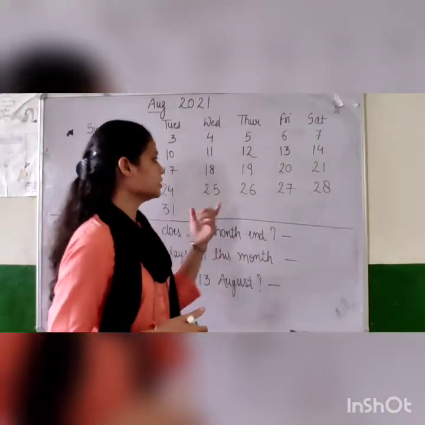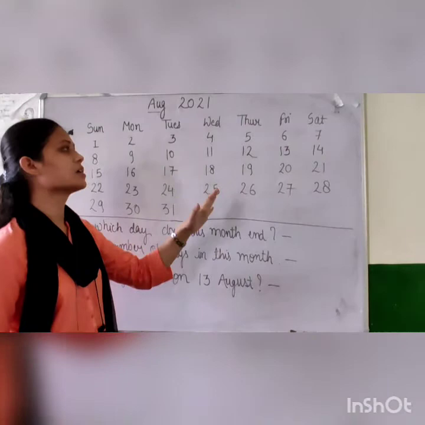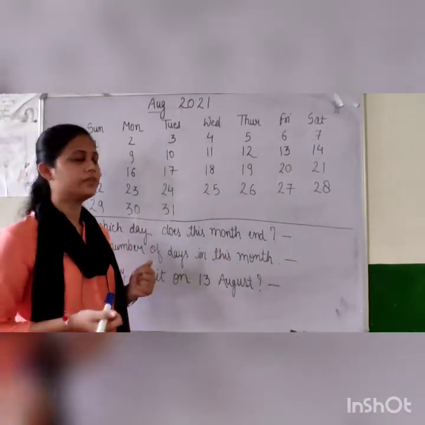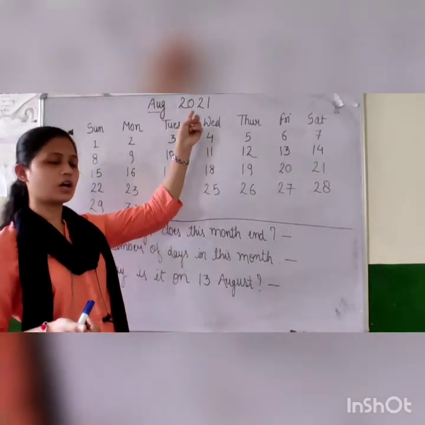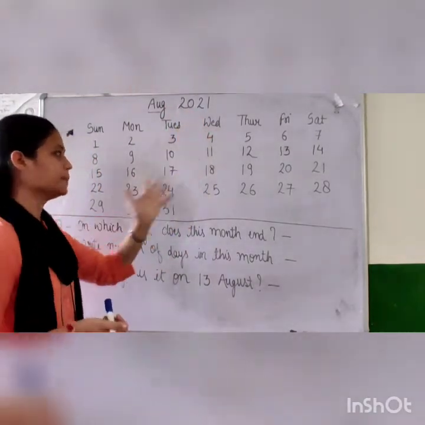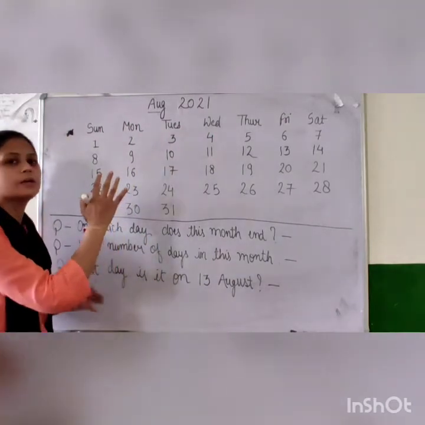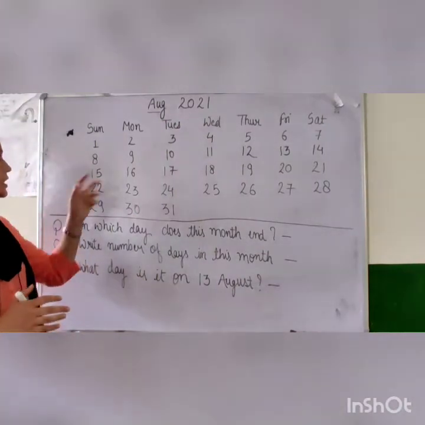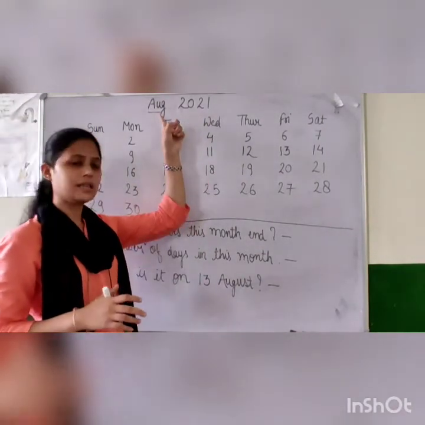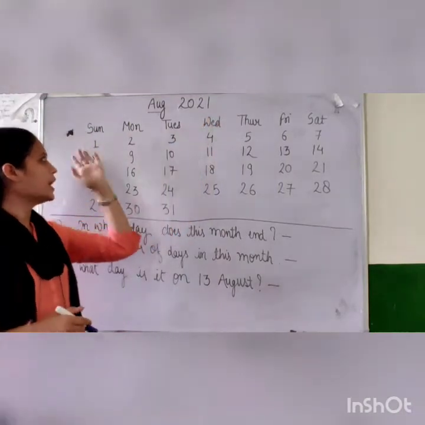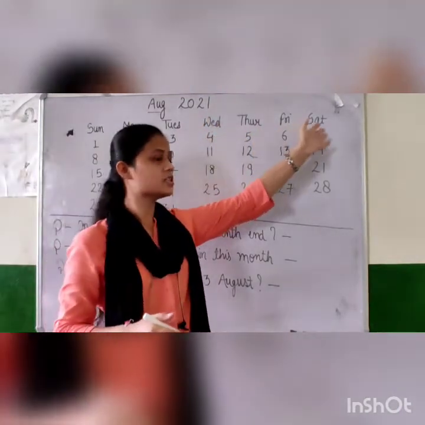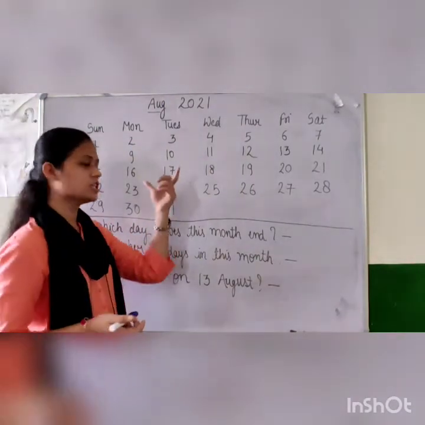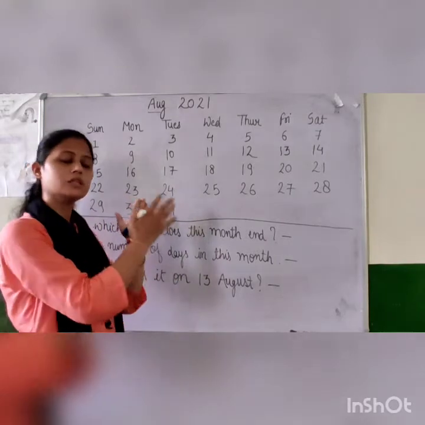In your book, the calendar of August 2020 is given, but we will do it according to the calendar of August 2021. I have made it here. We will do this question based on this table, not on the previous year but this year. This is the calendar of the month August, year 2021, and days are given: Sunday, Monday, Tuesday, Wednesday, Thursday, Friday, Saturday. Dates are given from 1 to 31 because there are 31 days in August. So this is the calendar of August 2021.